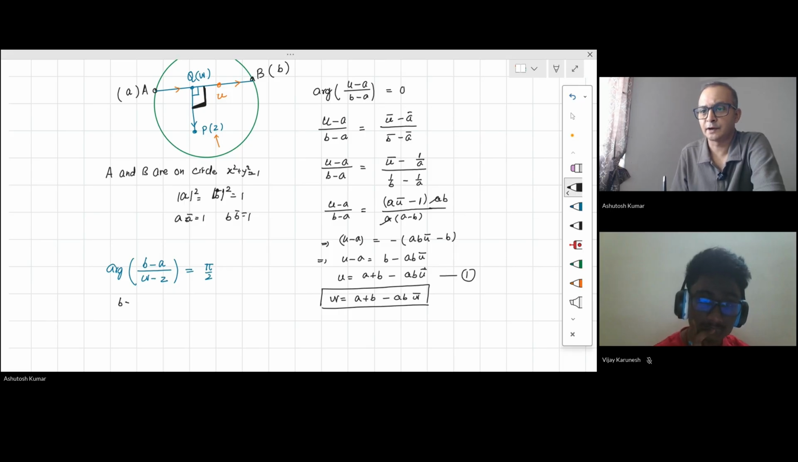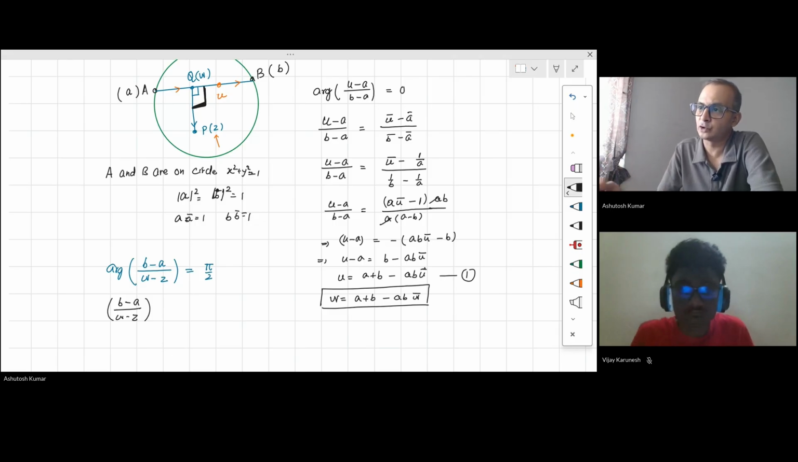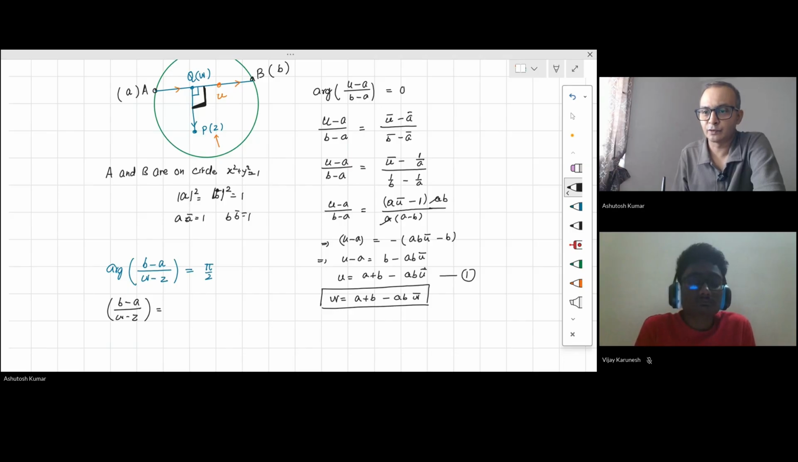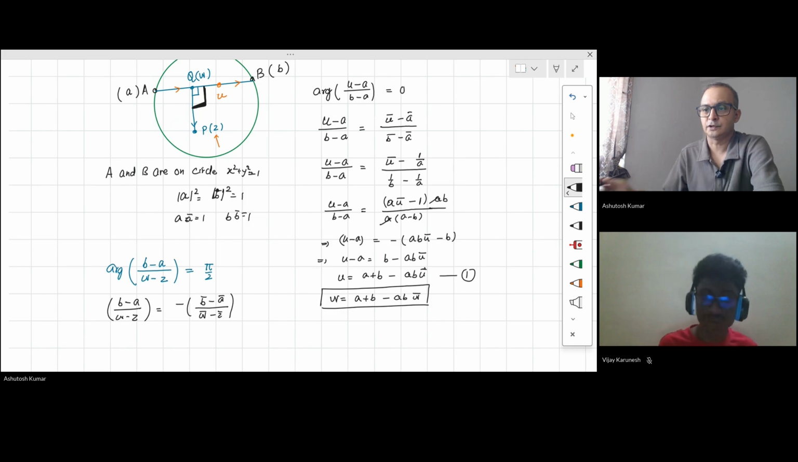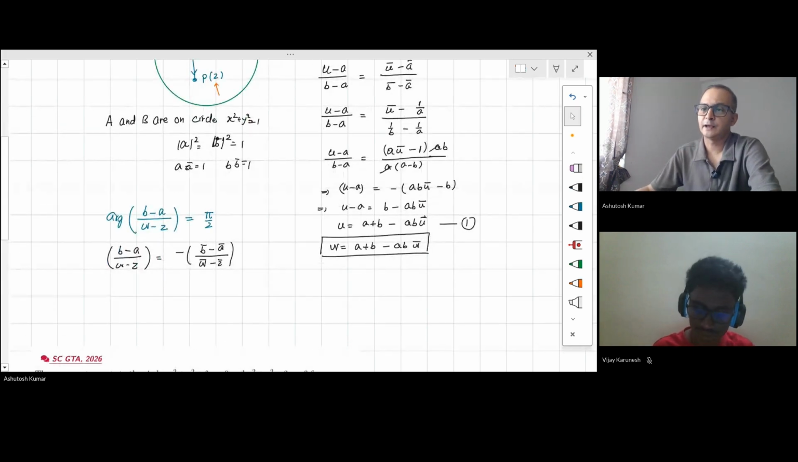So what is real part? B minus A by W minus Z plus the conjugate of it. That will give you twice the real part. That should be 0. So what we can write is equal to minus the conjugate of it. It means minus of B conjugate minus A conjugate divided by W conjugate minus Z conjugate. Again, we apply the same technique.